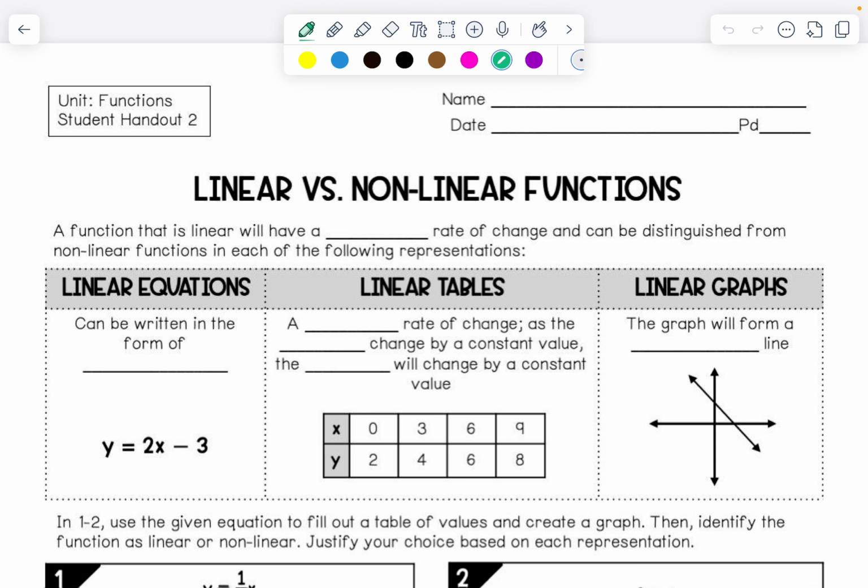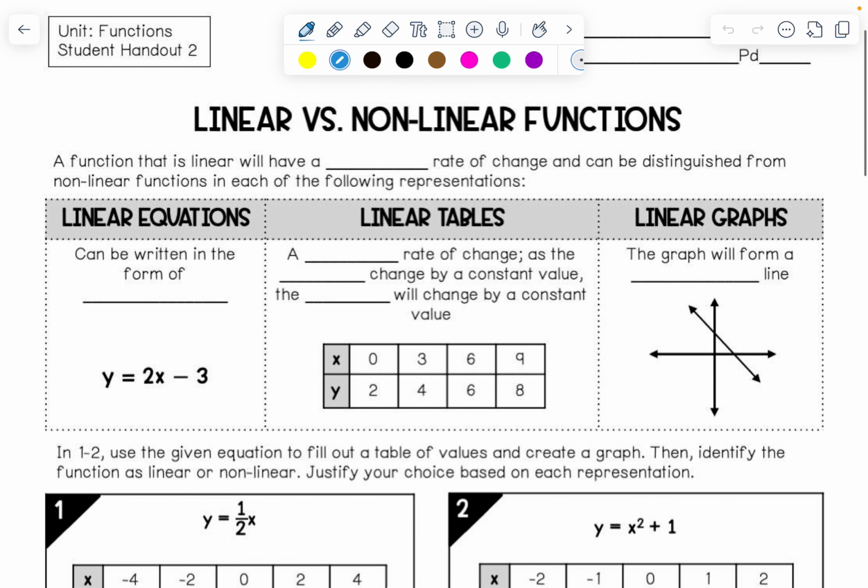A lot of you probably remember this. So let's get started. A function that is linear will have a constant rate of change and can be distinguished from nonlinear functions in each of the following representations. Okay, so we've got equations. We will learn more about this type of equation next unit. It is in the form called slope-intercept, so it's y equals mx plus b.